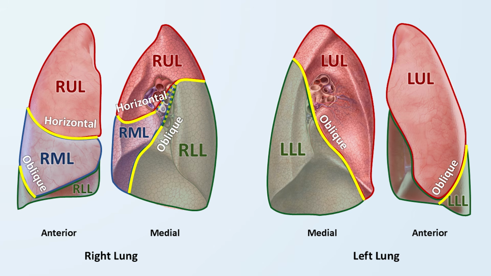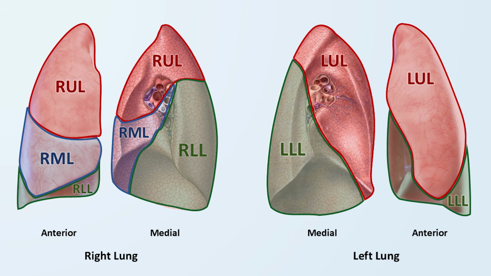The left upper lobe has an additional tongue-shaped projection that wraps around the front of the heart called the lingula. The lingula is homologous to the right middle lobe, but it's smaller and not separated from the upper lobe by a fissure. This asymmetry allows space to be occupied by the heart.